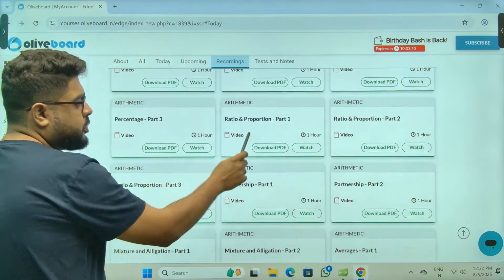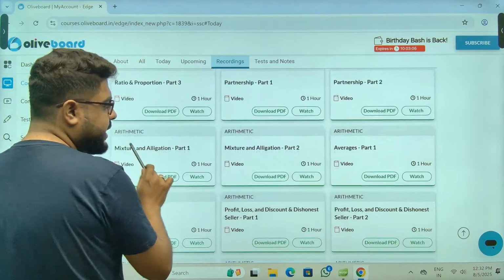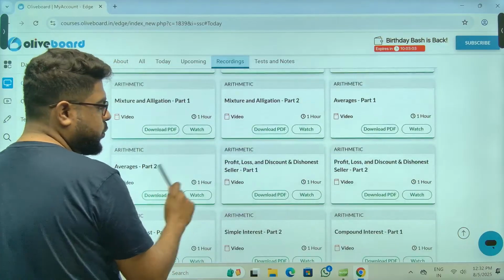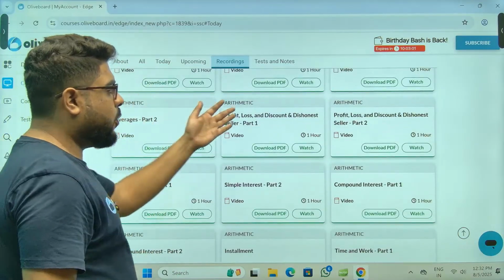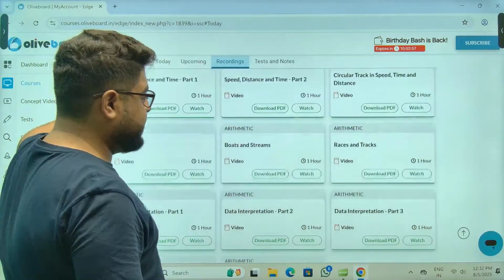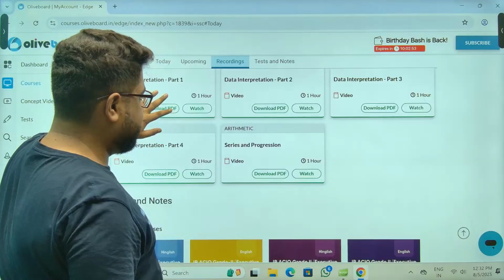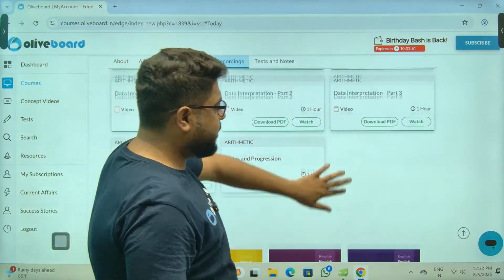Then ratio proportion 1, 2 and 3. Partnership 1, 2. Mixture and alligation 1, 2. Average 1, 2. Profit loss discount, you will find all these things. Speed, time, distance, circular track, you will have everything. Okay? Now again, this is for arithmetic.